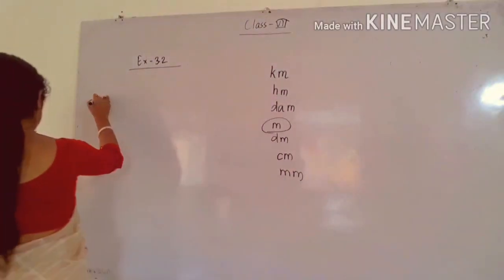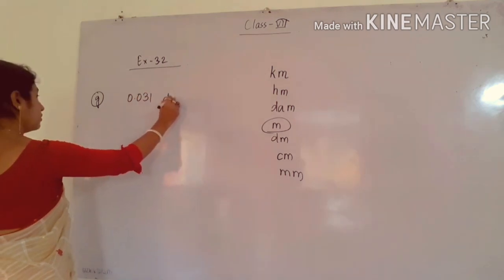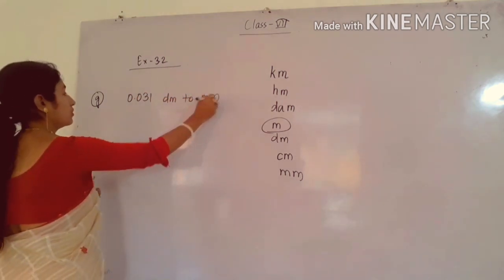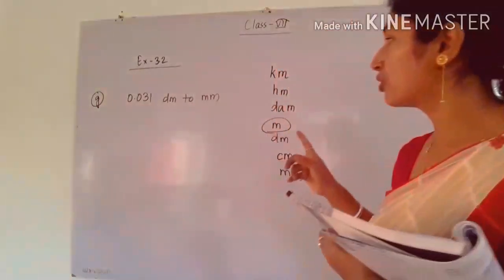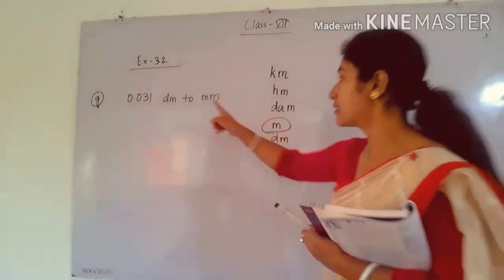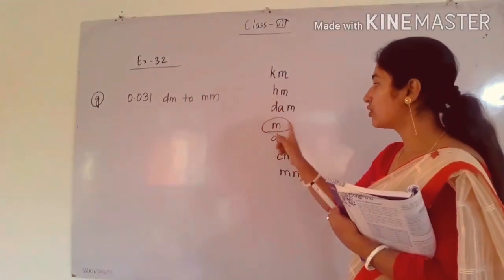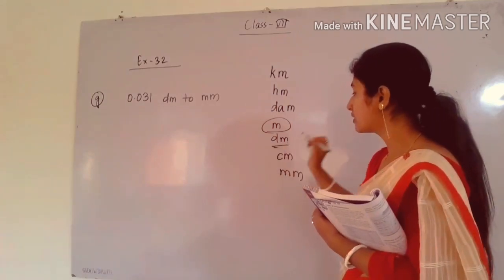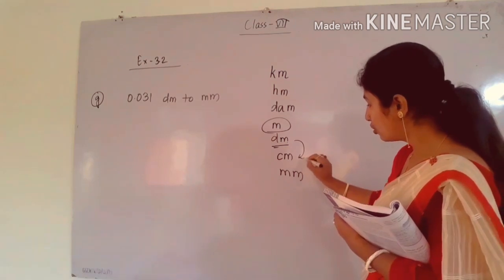So see number G. Here you have to convert 0.031 decimeter to millimeter. See, this is decimeter, dm. You have to convert decimeter to millimeter. So where is decimeter? This is decimeter, and from decimeter you have to go down. How many steps? 2 steps.